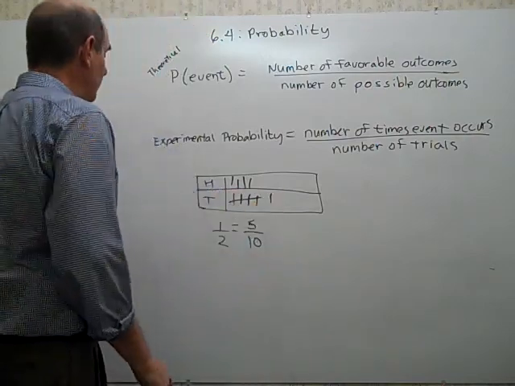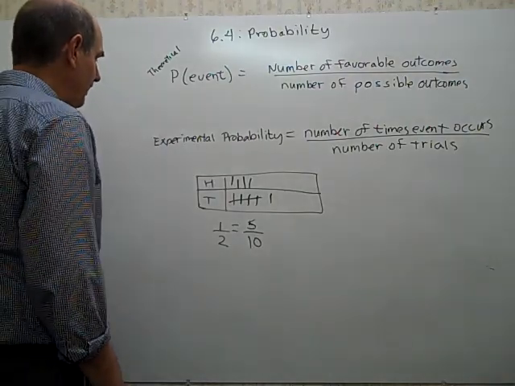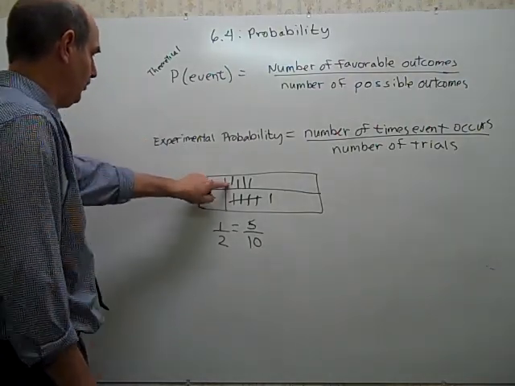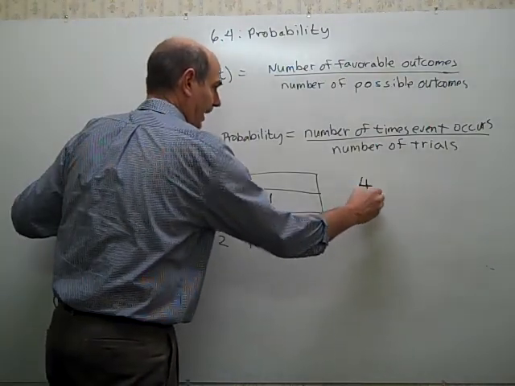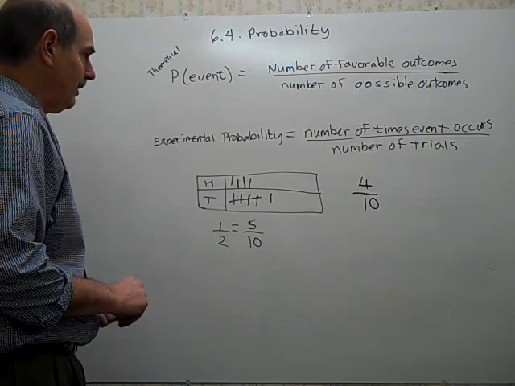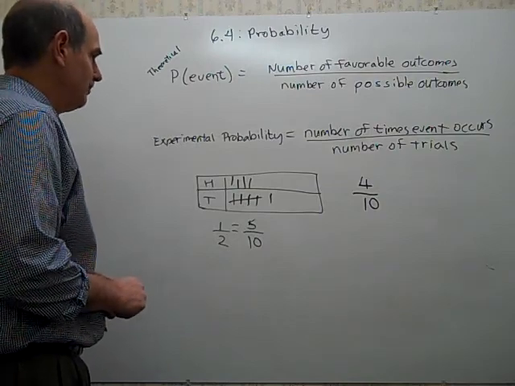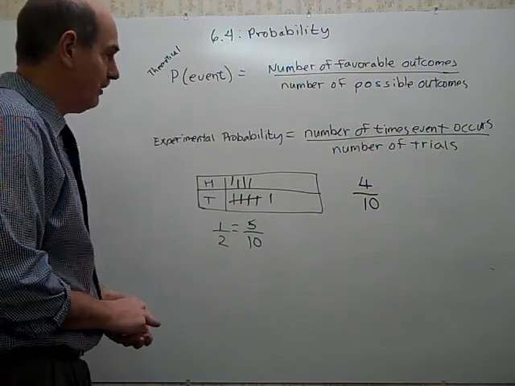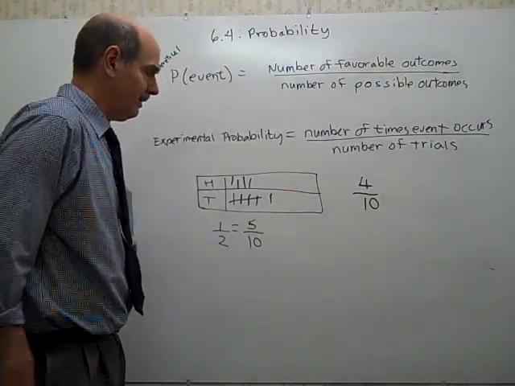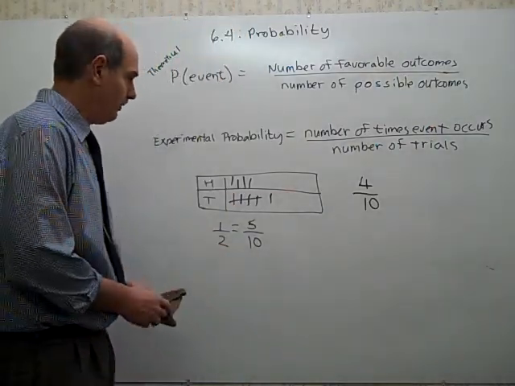Okay, so theoretical probability would be 5 out of 10, but the experimental probability, the number of times that the event actually occurred, was 4 out of 10. So 4 out of 10 is pretty close to 5 out of 10, so that was pretty decent. But they're not always the same. This is off by 1/10. If I did 100 times, it would probably be closer to what you would expect.